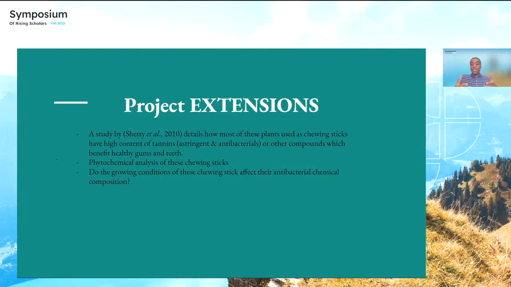For my project extensions, I would like to actually carry out these experiments and see what antibacterial properties these chewing sticks from my region in Nigeria have. A study by Shetty in 2010 details how most of these plants used as chewing sticks have a high content of tannins, a natural compound that acts as an antibacterial, as well as other compounds that help healthy gums and teeth. So there's a need for phytochemical analysis of these chewing sticks, as well as understanding if there are certain conditions in which these plants can be grown that will increase these natural compounds within them.